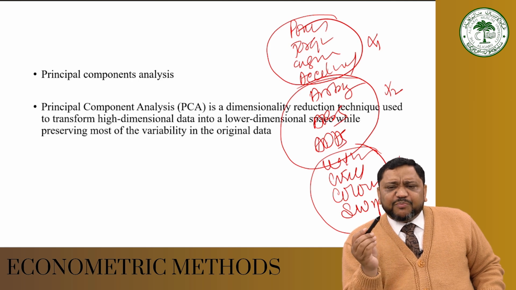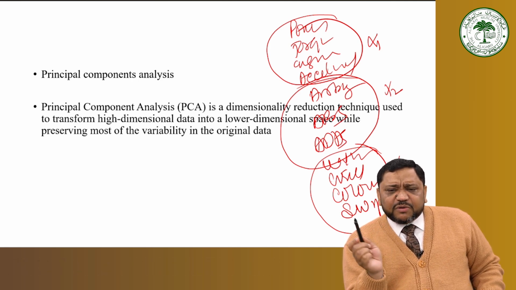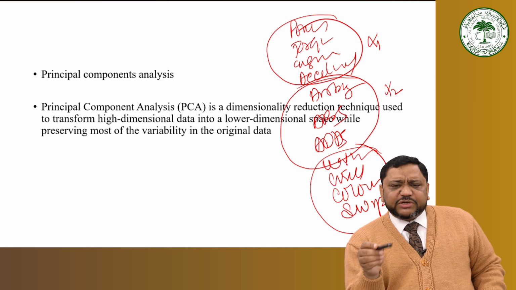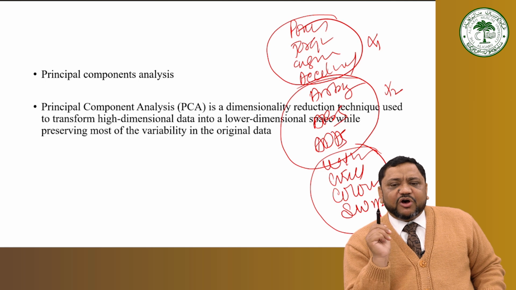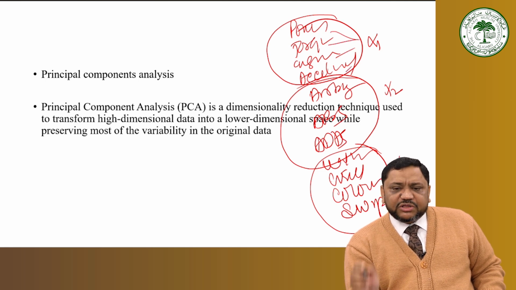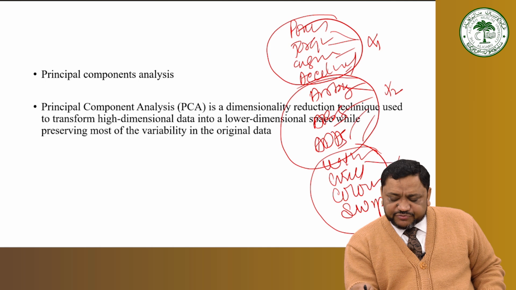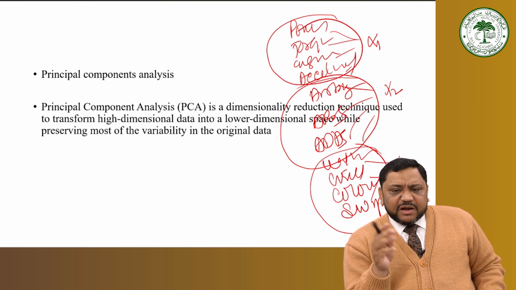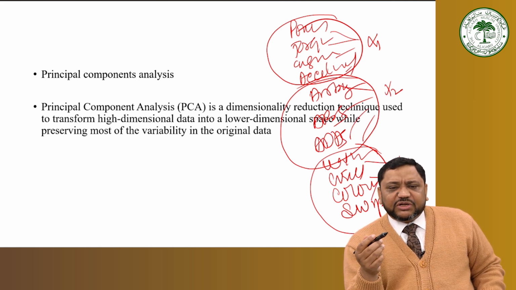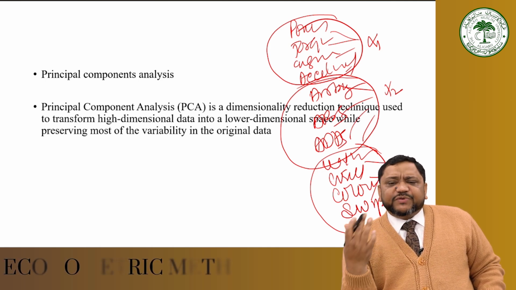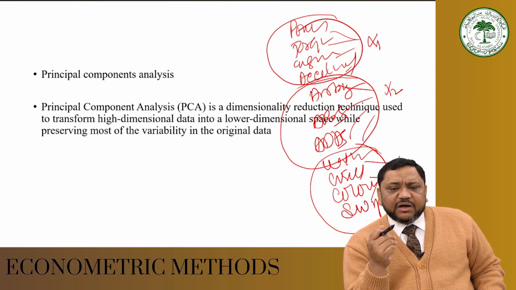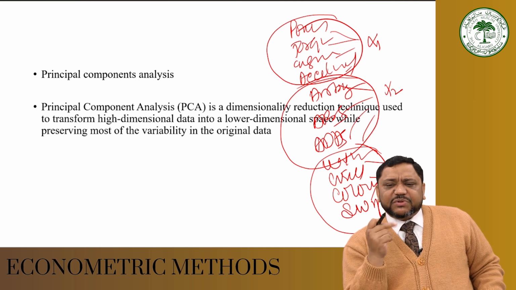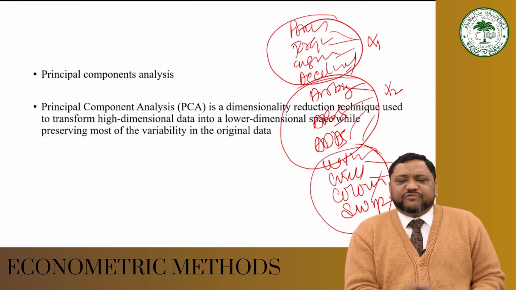So principal component analysis transforms the original variables into a new set of variables known as principal components, which are linear combinations of the original variables, because this will be related to all of these, and this will be related to all of these. And these principal components are orthogonal to each other, meaning they are uncorrelated. In simple terms, principal component analysis reduces the dimensionality of the data by retaining only a subset of the principal components that capture most of the variability in the data.